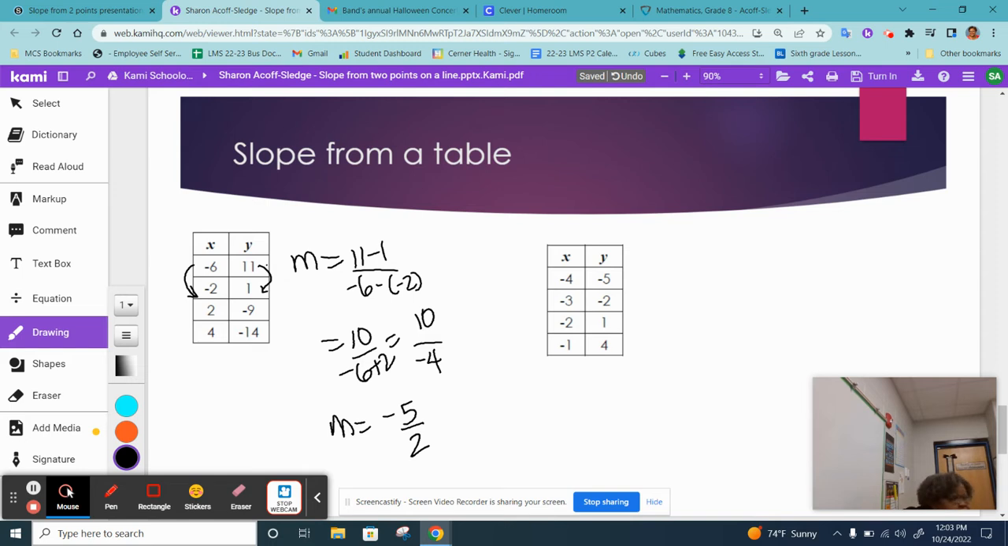Does it matter which 2 points I choose? No. It does not. I'm going to do another 2, let me do this one. So I'm going to do it in red. You don't have to write this. 11 minus a negative 14, so that's 11 plus.